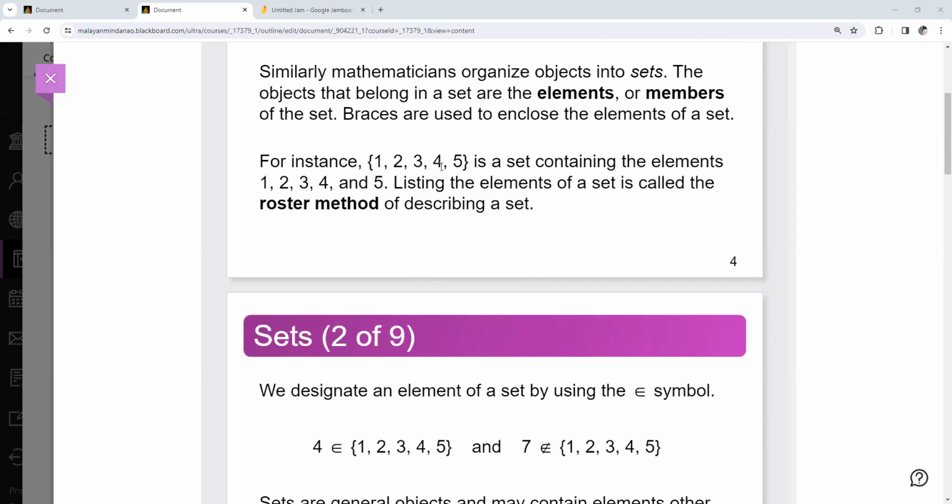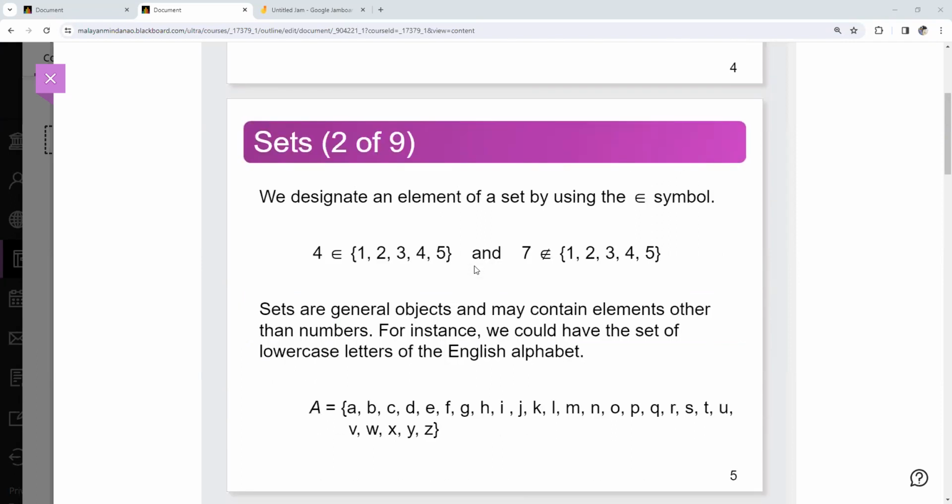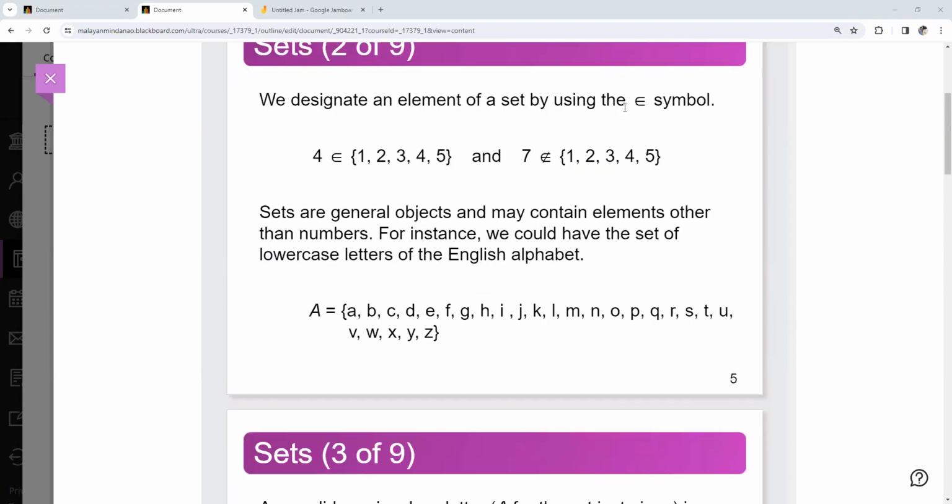Also, when you list down the members of a set, that's known as the roster method. And we can use the symbol epsilon to designate that a certain number, object, or variable is a member of the set.